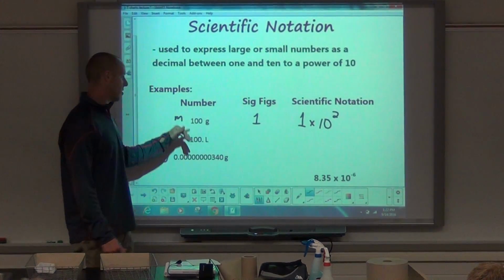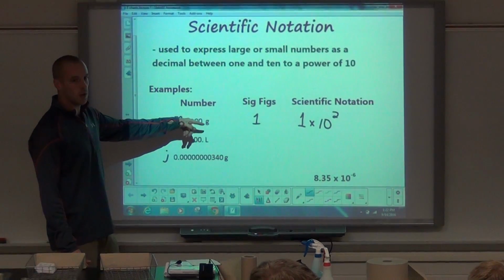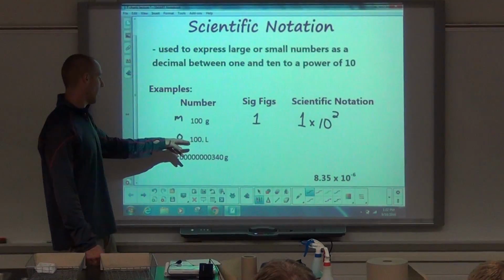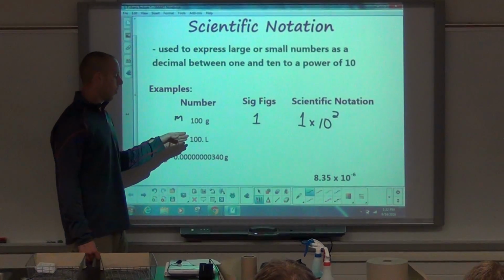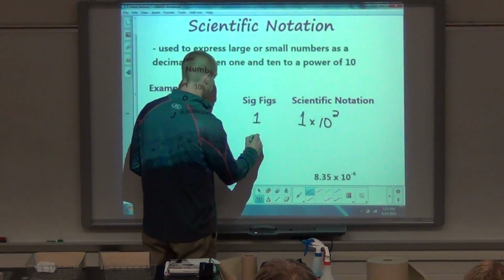I picked these two on purpose, right? They're both 100. One of them has a decimal point, one of them does not. Okay, so if we look at this one, now it's present. We start on the Pacific side. We count 1, 2, 3. So we have 3 significant figures.